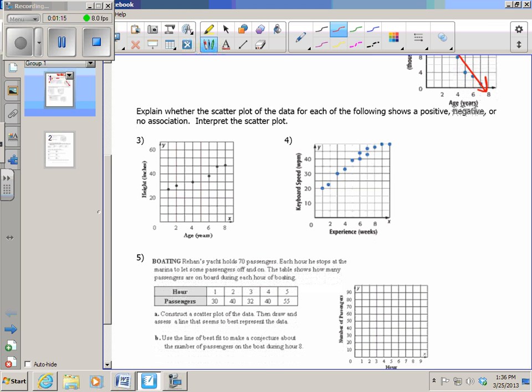3 and 4, we are explaining whether the scatter plot for the data for each of the following shows a positive, negative, or no association, and interpret the scatter plot. For number 3, if I drew the line of best fit, it looks like it's going in a positive direction or a positive slope line. And most of the data is close to or on the line. I don't see any clusters or outliers for number 3.